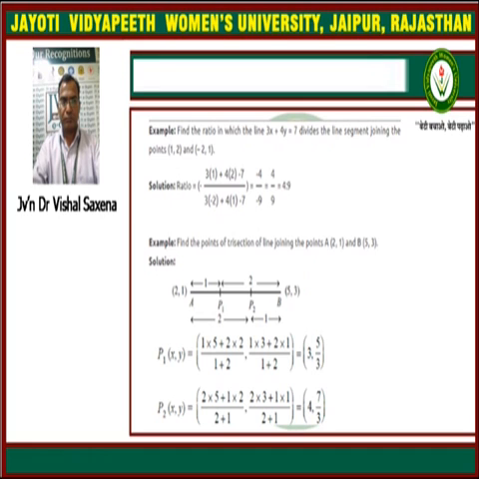So for the point P1 we have to apply the internal division formula, where the first point (x1, y1) is (2, 1) and the second point (x2, y2) is (5, 3) and the ratio m1 : m2 is 1 : 2. When we apply the formula, we get the coordinates of the point P1 as (3, 5/3), and the coordinates of point P2, which divides AB in the ratio 2 : 1, are (4, 7/3).